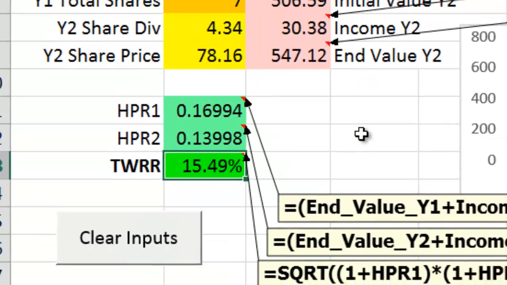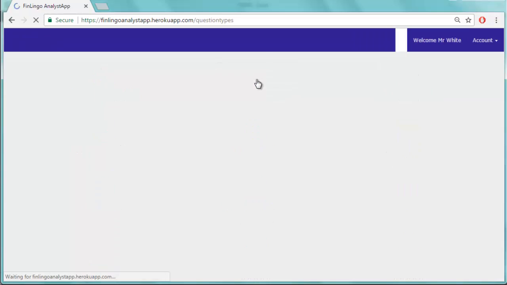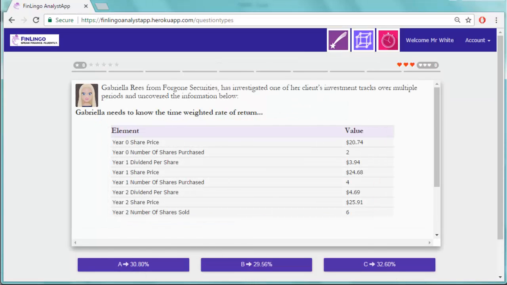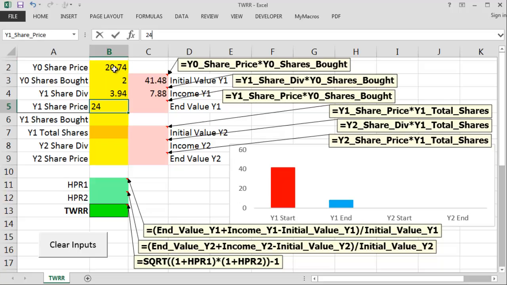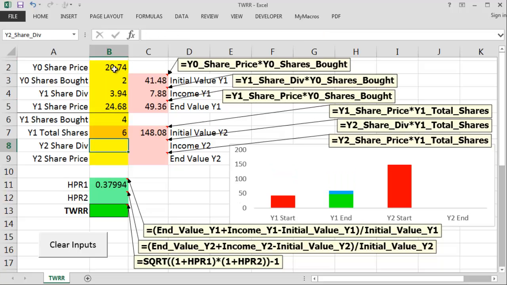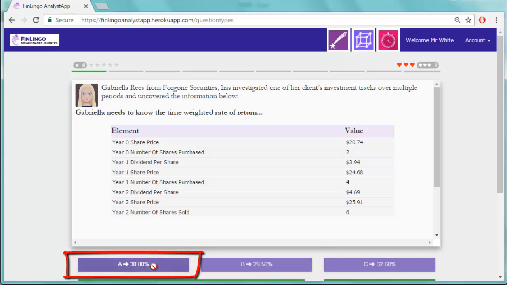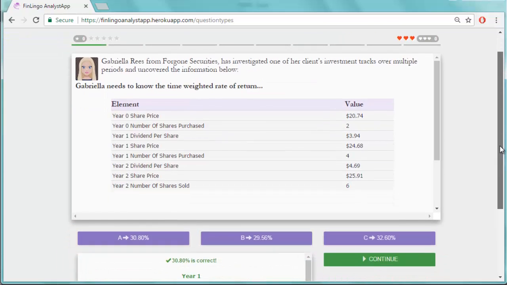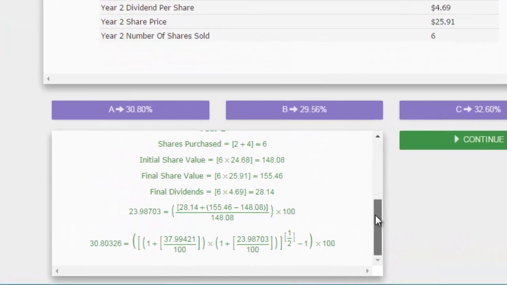Now let's try an example on Finlingo.com. When the question comes up, note down all of the appropriate figures. Now go through the methodology and plug in all of the numbers to get our holding period returns. Once we've got the HPRs, plug these into a geometric average equation to get the time-weighted rate of return. Now look for this answer on Finlingo. Select it and move on. Keep going with the method until you can do it quickly and accurately every time under exam conditions.